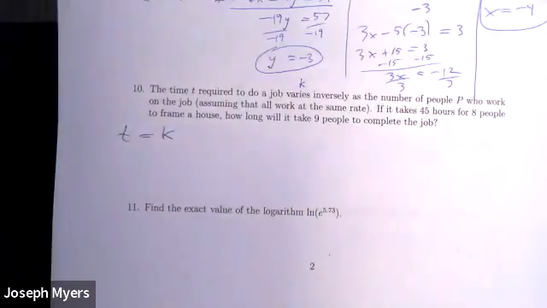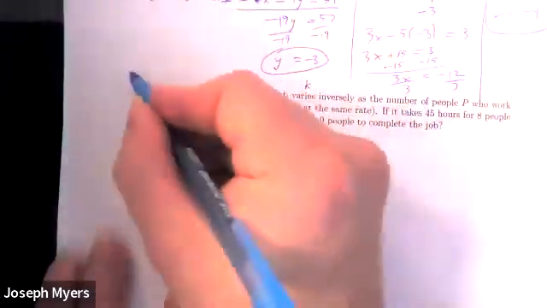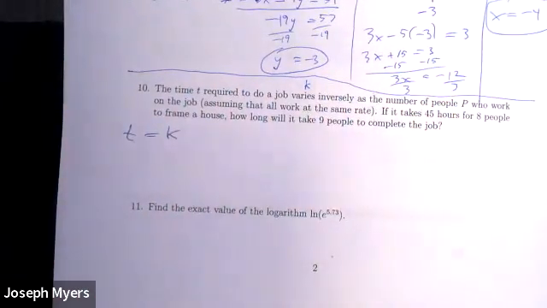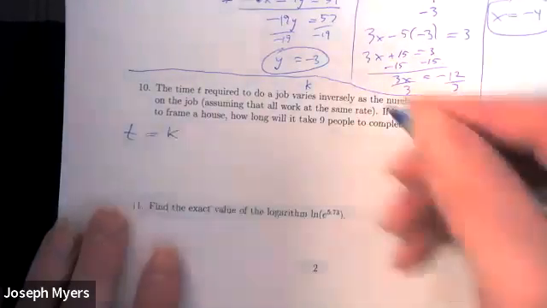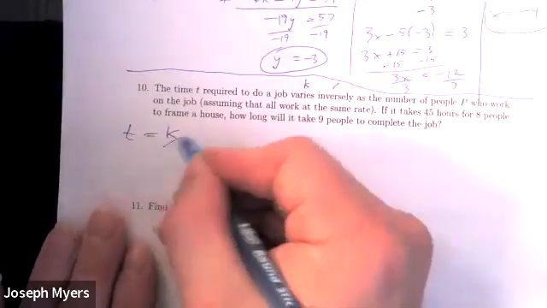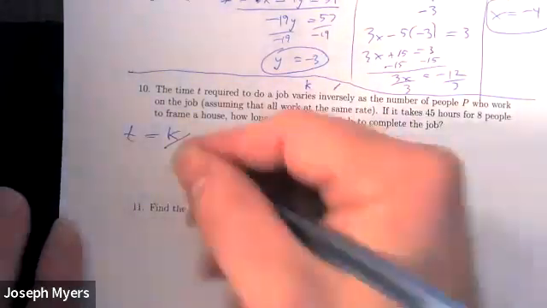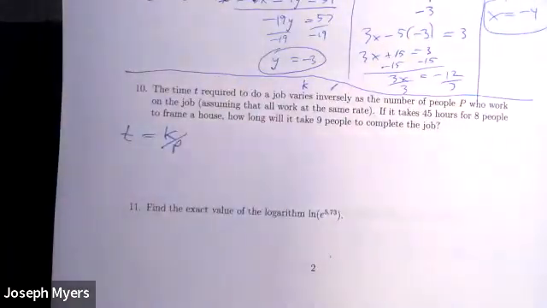So the varies represents the letter K. But what does the word inversely represent? So inversely represents divided, right? So we're going to say K divided by the number of people, P. So that's what you know. It says T equals K over P. That's what those words mean in this equation.